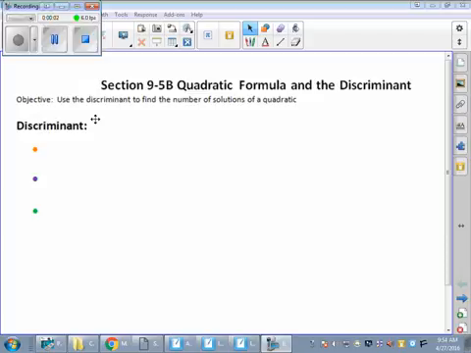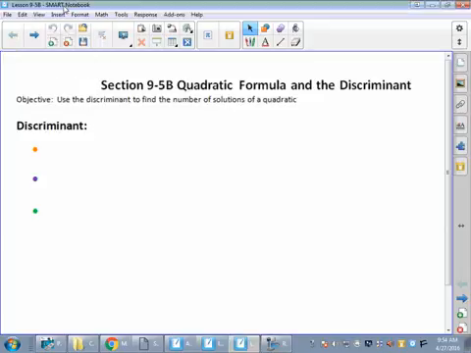Hi everyone, we are back for section 9.5b, the quadratic formula and discriminant. So this is going to be more practice with using the quadratic formula, but it's also looking at what happens before you take the square root of something.